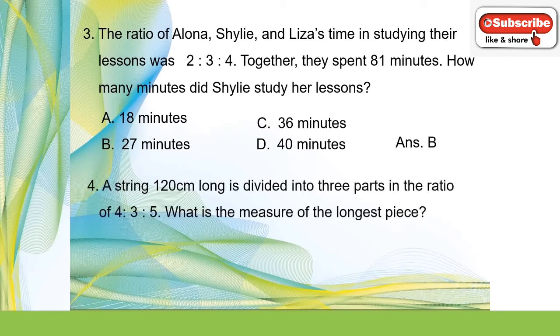Number 4. A string 120 centimeters long is divided into 3 parts in the ratio of 4:3:5. What is the measure of the longest piece? A. 40 centimeters, B. 50 centimeters, C. 55 centimeters, D. 60 centimeters. Write your answer now. Time is up. The correct answer is letter B.